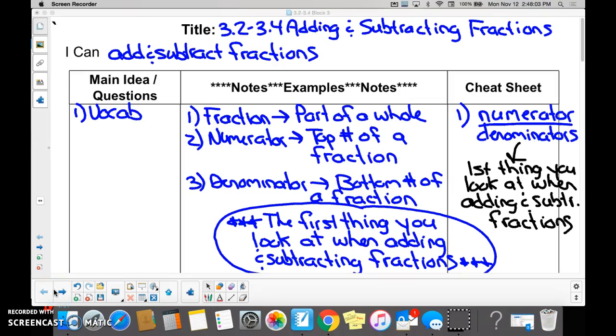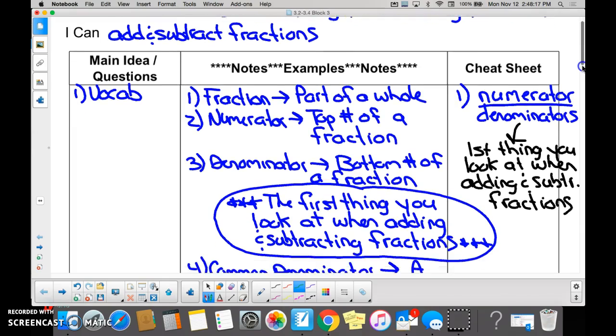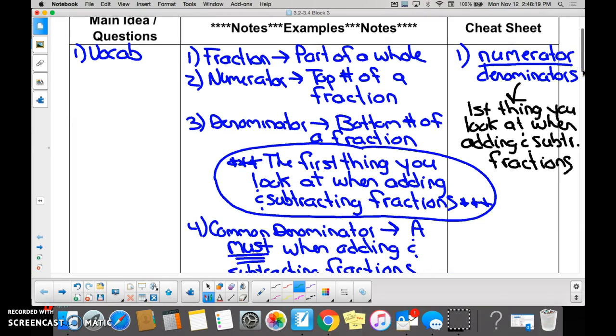3.2 to 3.4, adding, subtracting fractions. I can add and subtract fractions. Excellent. I can add and subtract fractions is hopefully what everyone's saying. I need all of your eyes up here. Fraction, numerator, denominator, all wonderful things. The second part, denominator, we need to pay close attention to.